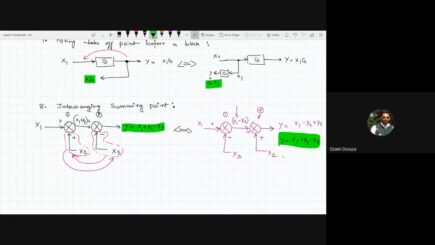So you can interchange these summing points without altering the output. Sometimes you find this particular rule very useful. But there is a special case: the two summers should be directly connected to each other.